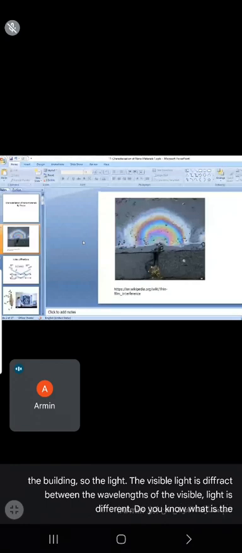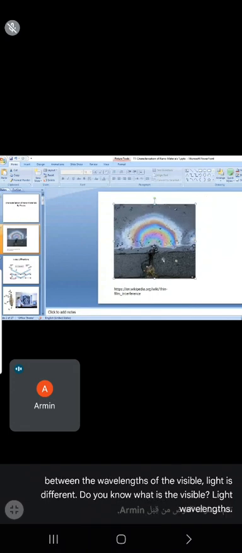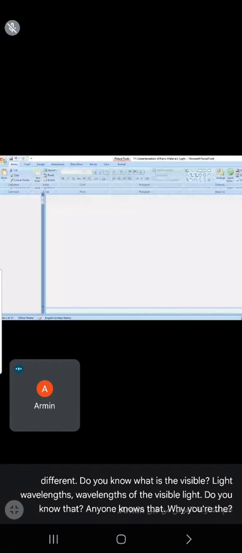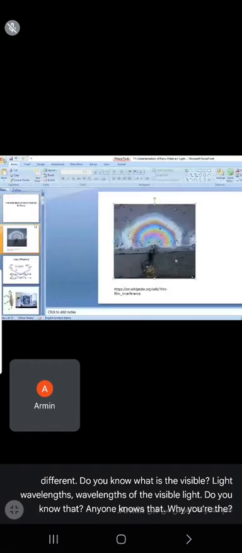Do you know what is the uh, visible light wavelengths of the visible light? Do you know that? Anyone knows that? Why you don't? Hmm?